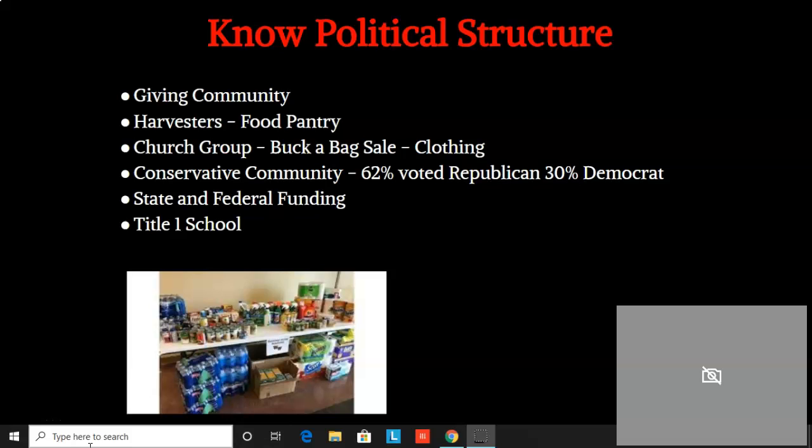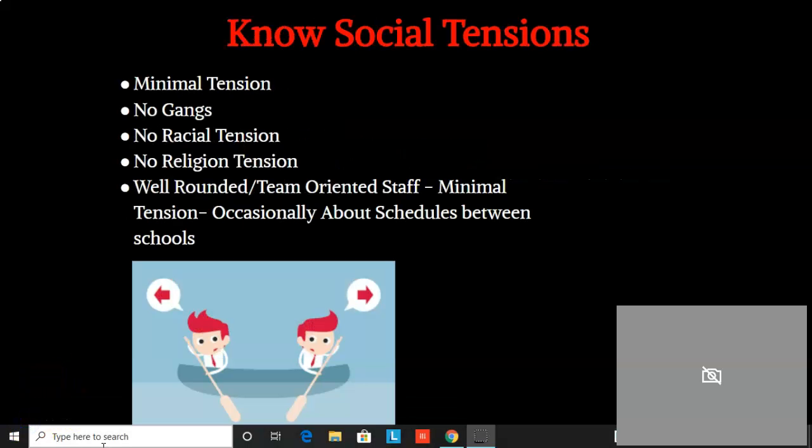Roughly 62% voted Republican, 30% voted Democrat. We are state and federally funded at the school level, and we are a Title I school. We have minimal tension around town. We don't have any gangs. There's no racial tension, no religion tension. And our staff is a well-rounded, team-oriented staff.